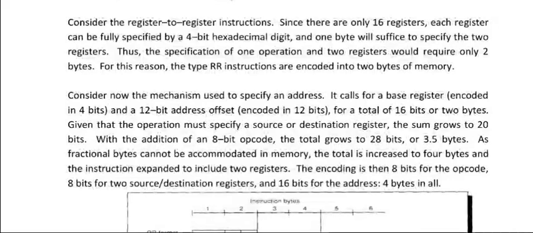With the addition of an 8-bit opcode, it becomes 28 bits or 3.5 bytes. So the fractional part is not accommodated in memory. Therefore, you will have to go to the next possible integer, which is 4 bytes. 4 bytes is nothing but 32 bits. Therefore, the instruction is expanded to include 2 registers. The encoding is then 8 bits for the opcode, 8 bits for 2 source or destination registers, and 16 bits are used for the address, therefore accounting to 4 bytes in total.